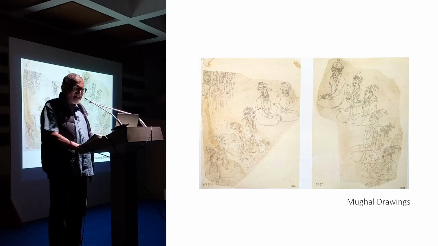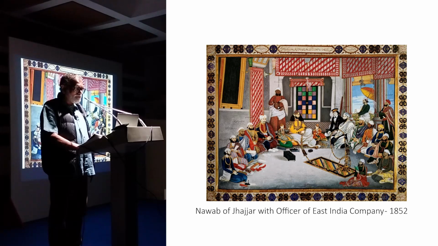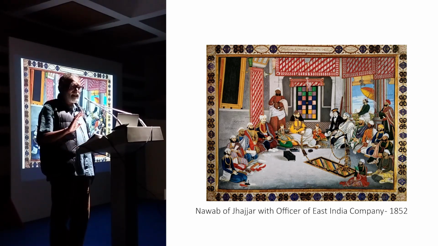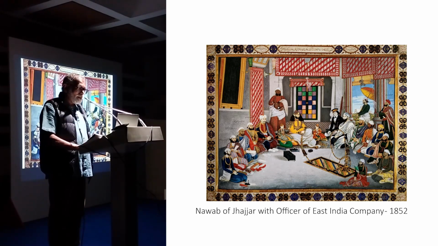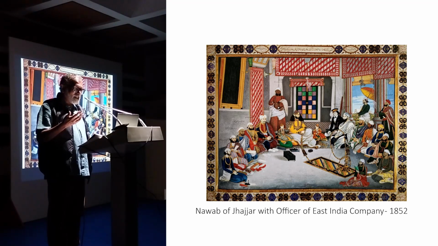Now, many elements that we see in the picture come from these kinds of things. Or this detail I am showing you of Shah Jahan with Dara Shikoh, where you have an elderly man and a little child. Or this again, something he certainly would not have seen: the Nawab of Jhajjar sitting with his officers, but he has his two young sons on either side.